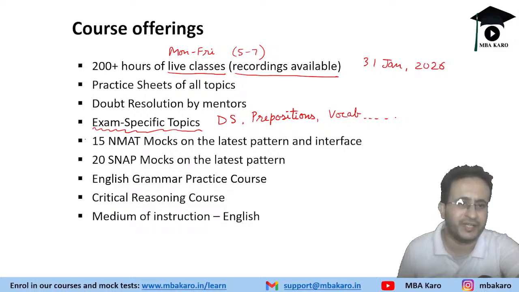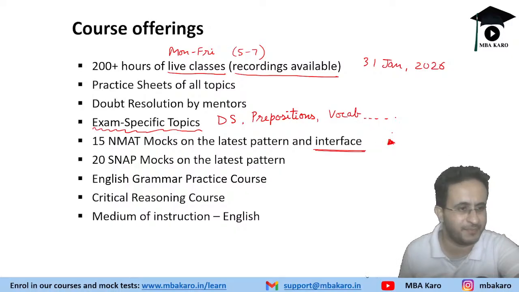Then you will get 15 NMAT mocks on the latest pattern and interface. I told you that there is no back button in this. So we have a similar interface to the NMAT examination, in which you can choose the order of sections and then navigate in the same pattern as in the actual examination. These are available separately as well, so you get this for 1500. There are 20 SNAP mocks which are worth 1000 rupees. You can separately purchase these things from us.